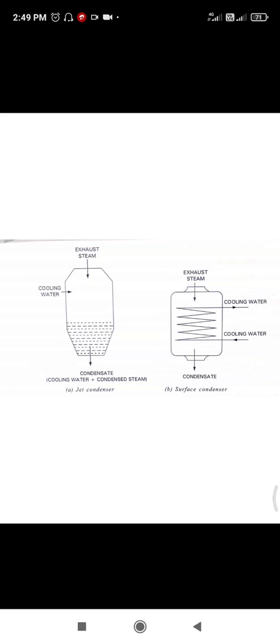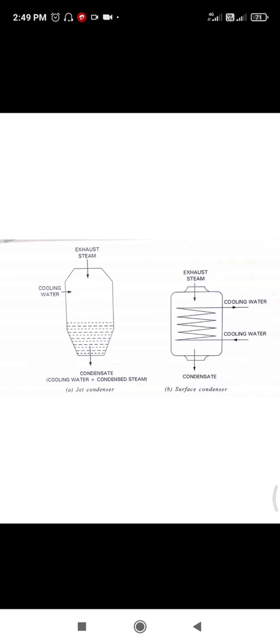In a jet condenser the steam is condensed by a spray of cold water injected into the condenser shell, and there is a complete mixing of steam and water. The condensed steam, that is the hot water, gravitates to the extraction pump and is removed from the condenser. This is the working of the jet condenser.